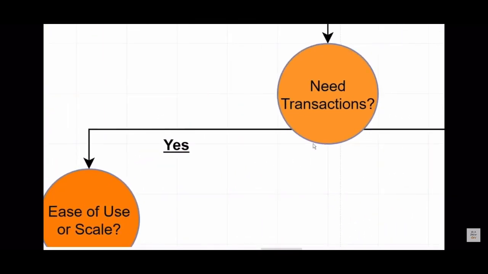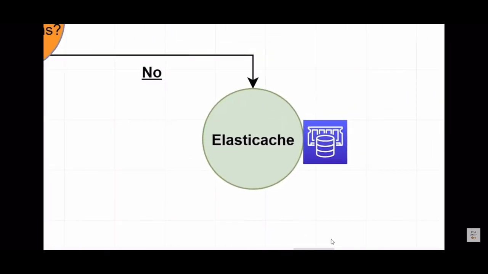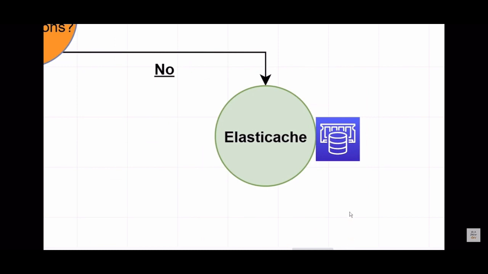So let's walk back up this tree. The last step is if you answered no to need transactions. So if you answered no there, then a very reasonable solution would be to use a caching solution called Elasticache. And there's two flavors or two variants. You can either use Memcache or Redis, whichever one you're familiar with or whichever one fits your use case. So that about sums it up.